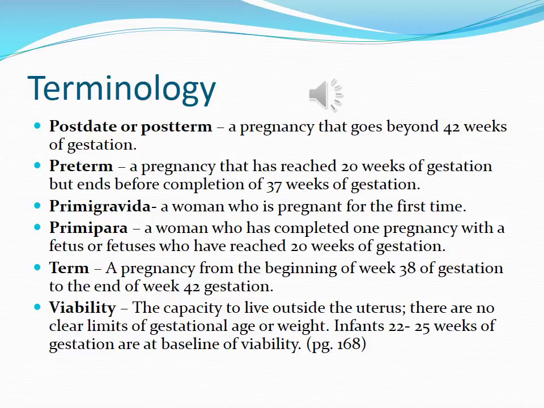Term is a pregnancy from the beginning of week 38 of gestation to the end of week 42 gestation. And viability is the capacity to live outside of the uterus. There are no clear limits of gestational age or weight. Infants 22 to 25 weeks of gestation are at the baseline of viability. You can find this information in your textbook, page 168.